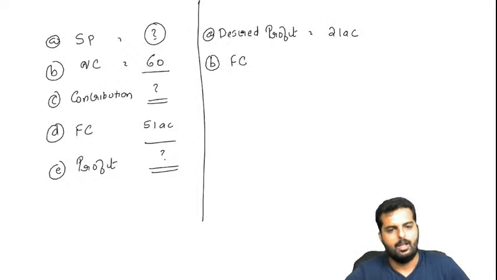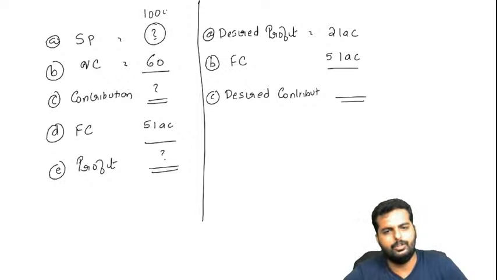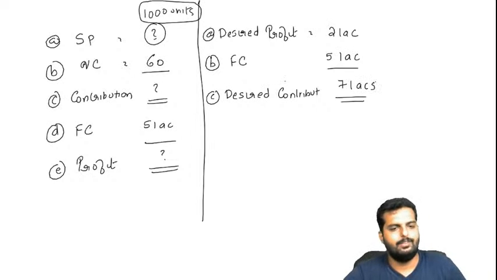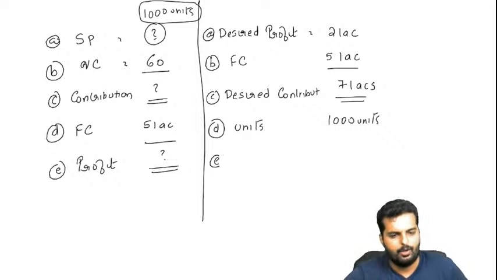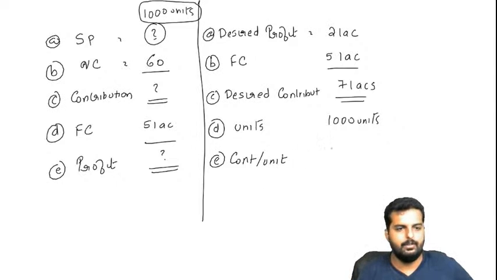Fixed cost we know is how much? 5 lakhs. From this, can I do a backward working and find out what is going to be my desired contribution? Let us say he is selling 1000 units. His desired contribution will be how much? 7 lakhs. Alright. So if desired contribution is 7 lakhs and the units we are having is 1000 units, what is going to be my contribution per unit that I am desiring over here? It will be 700. Oh, wait. Okay, let's keep it as 700 rupees per unit.